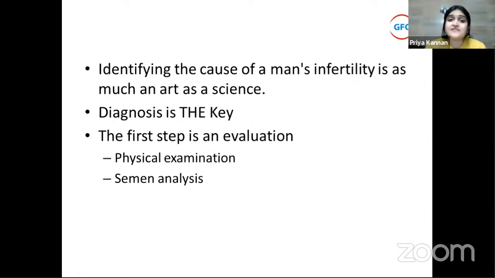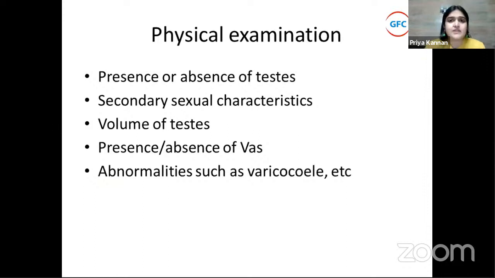So the first thing that we must do is identify the cause of man's infertility, which is as much an art as it is a science, because it's not just a sample. It's a lot of things that we need to do around it. And diagnosis is the key. The moment we make it, the plan for that patient is set right away on the table for us. The first step to an evaluation is A, a physical examination, and B, a semen analysis. A physical examination is paramount, as with any other patient that we have.